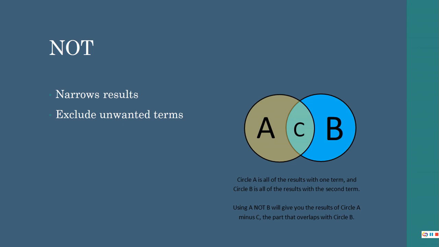The picture illustrates what using not does to your search. Circle A is all the results with one term, and Circle B is all of the results with the second term. Using A not B will give you the results of Circle A minus C, the part that overlaps with Circle B.